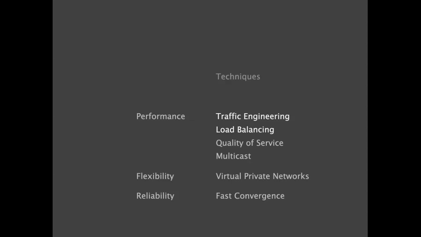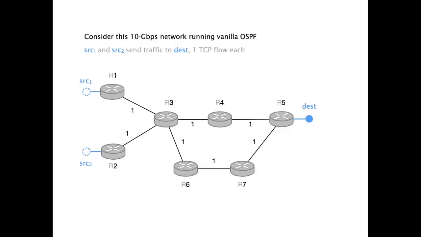And here I would like to consider a very simple example. It's a small network. You can see that we have 7 routers, R1 to R7, and we have 2 sources connected to R1 and R2 that are sending traffic to a destination which is connected to R5.